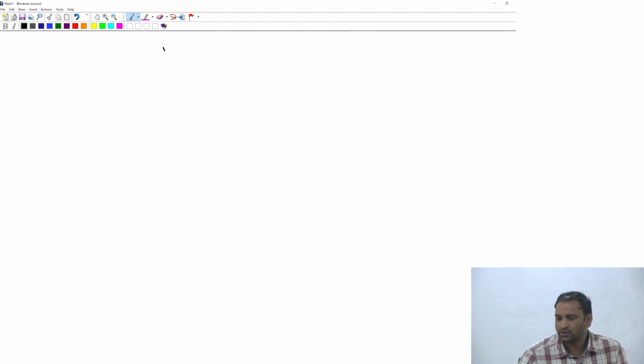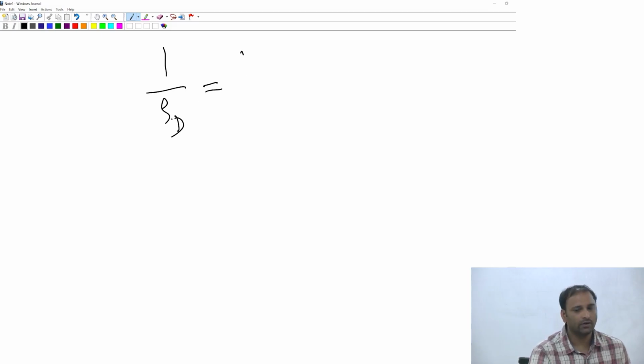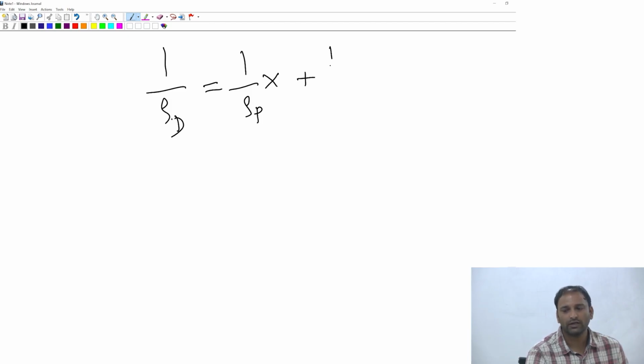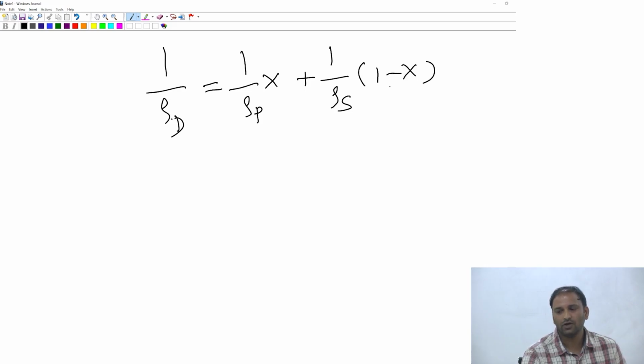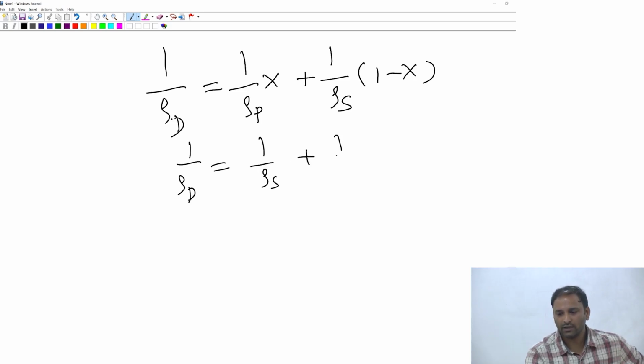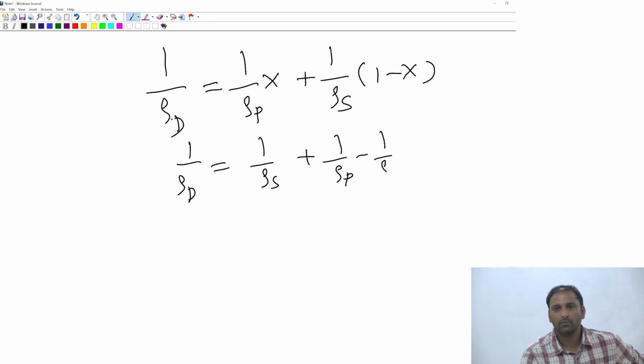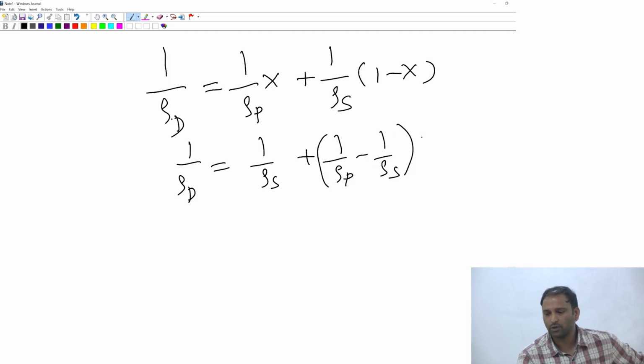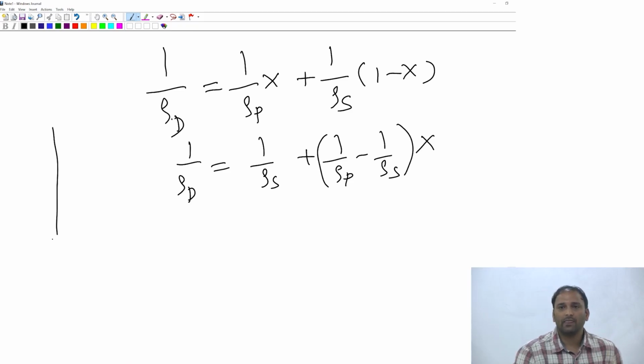Therefore, I can write 1 over rho of the dispersion as 1 over rho of particles times the mass fraction, plus 1 over rho of solvent into 1 minus x. If you rearrange this, what you get is 1 over rho d equals 1 over rho of solvent plus (1 over rho of particle minus 1 over rho of solvent) multiplied by x.